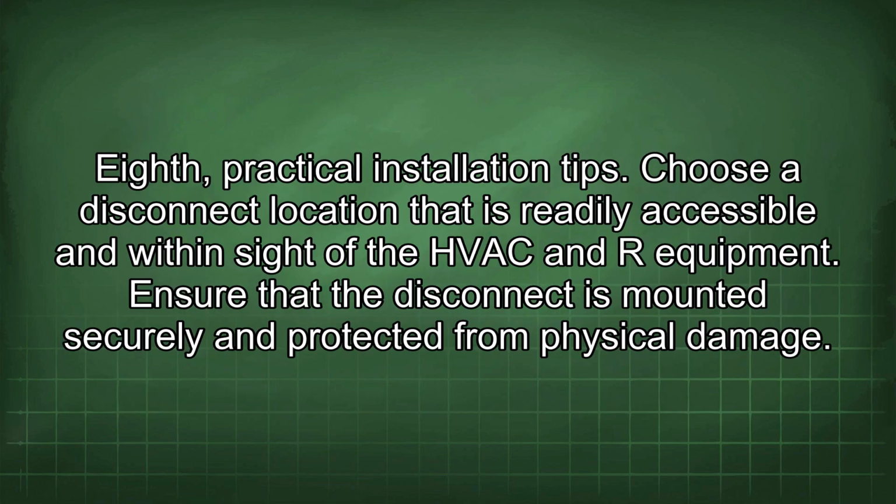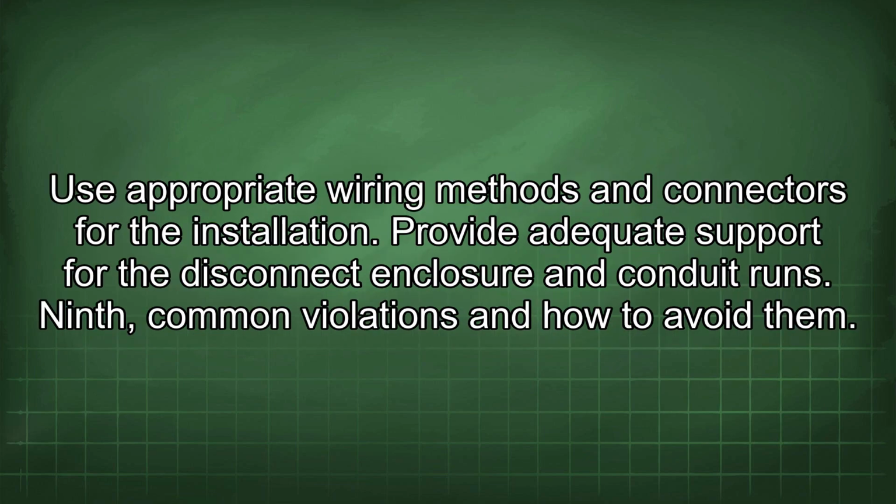Eighth, practical installation tips. Choose a disconnect location that is readily accessible and within sight of the HVAC and R equipment. Ensure that the disconnect is mounted securely and protected from physical damage. Use appropriate wiring methods and connectors for the installation. Provide adequate support for the disconnect enclosure and conduit runs.